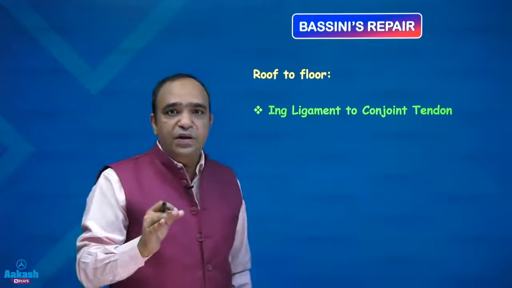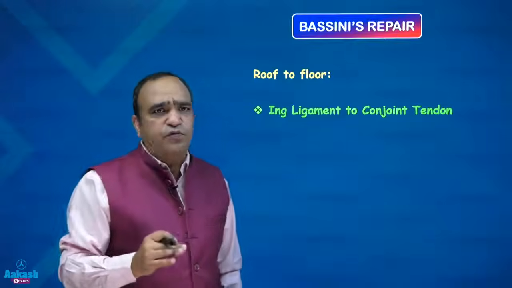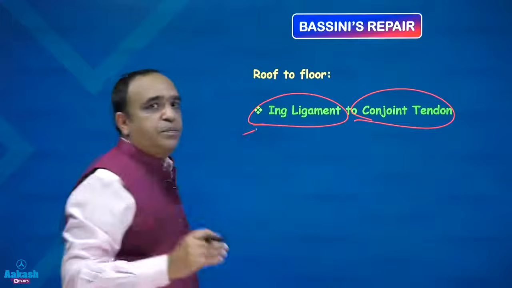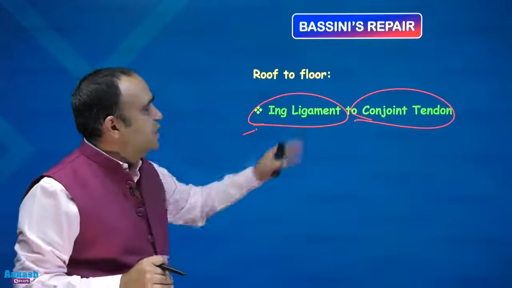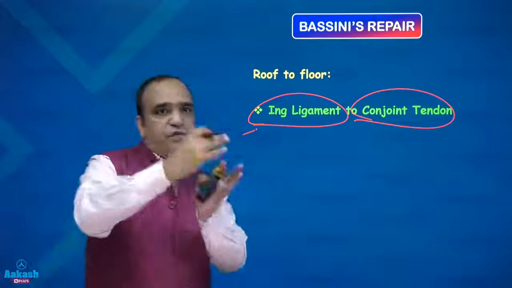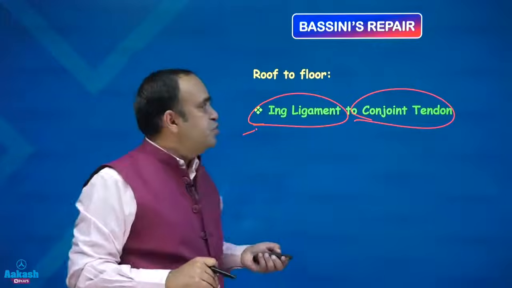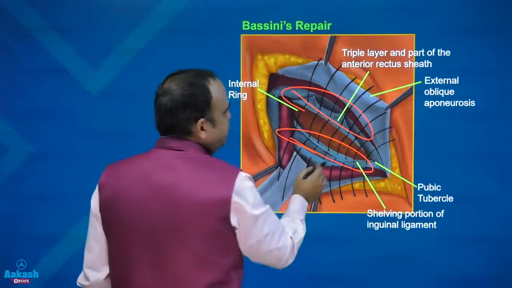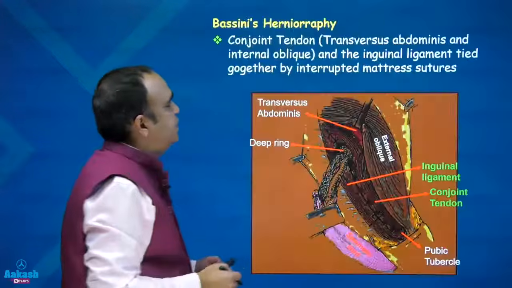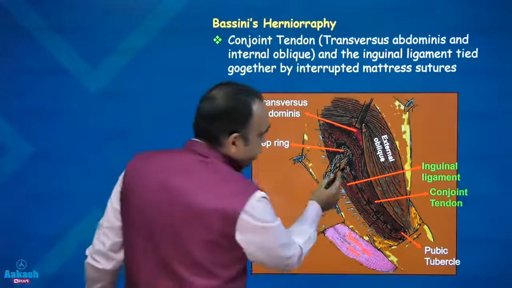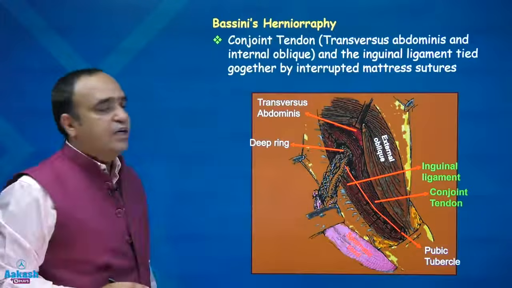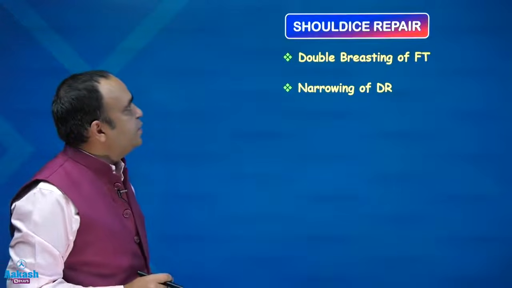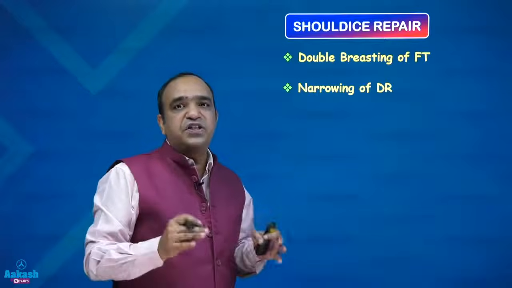Bassini, in simple words: approximation of roof to the floor. Roof is the conjoint tendon formed by the transversus abdominis and internal oblique muscle fibers, and floor is the inguinal ligament. So approximation of roof to the floor closes the posterior wall defect. So that's the roof, the conjoint tendon, and that's the inguinal ligament. So we are approximating these two layers, and in this you can see it has been closed, right? Inguinal ligament, and that covers the posterior wall defect. That's Bassini's repair.